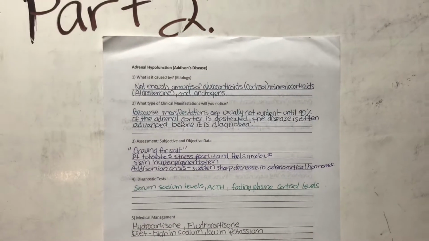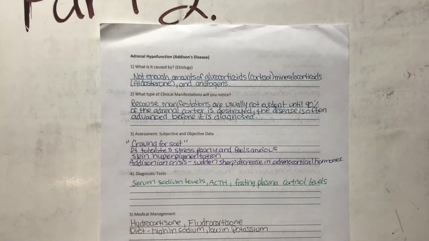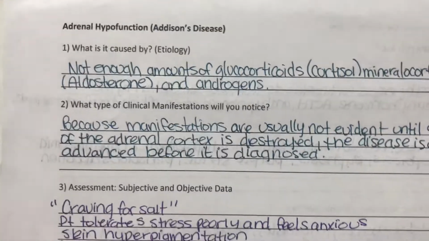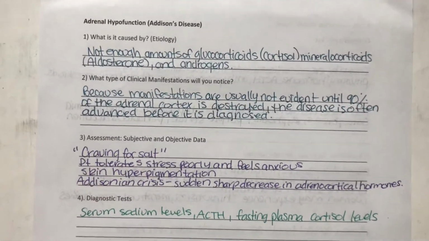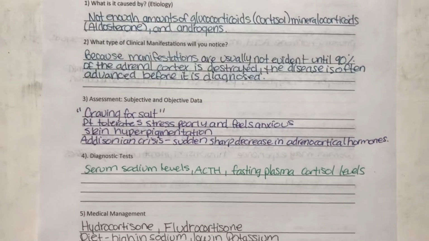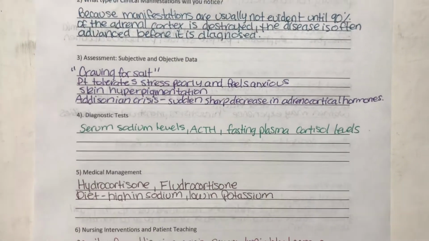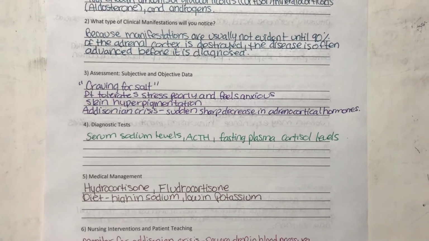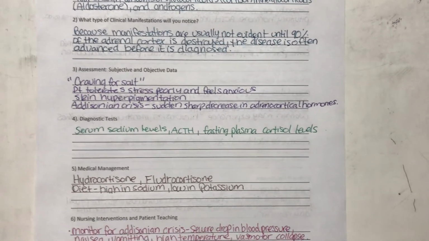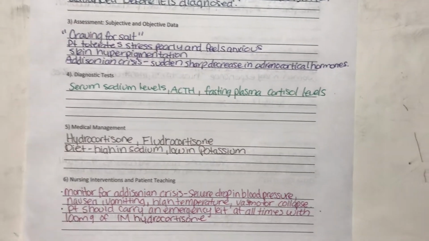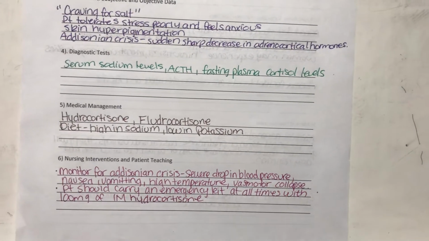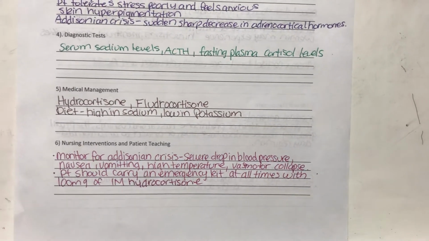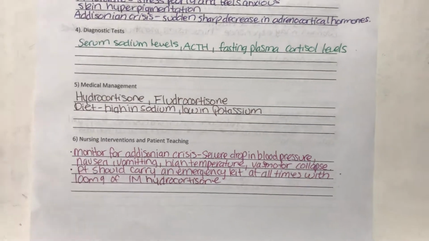So again, this is your Addison's disease. This is your adrenal hypofunction. So it's not enough cortisol, not enough aldosterone. They're wanting this salt. Their skin is going to have hyperpigmentation. So you're going to see dark areas on their legs. So they're going to give cortisone since they don't have enough. So you want to monitor for the Addisonian crisis, which is going to be the severe drop in blood pressure.